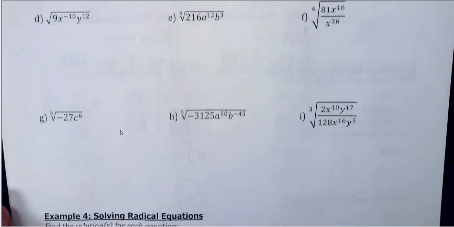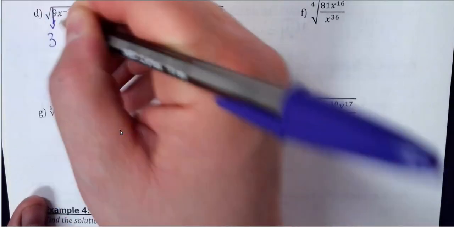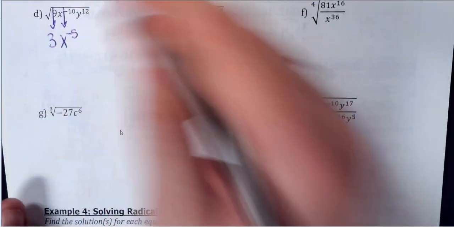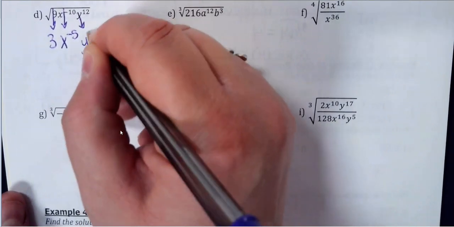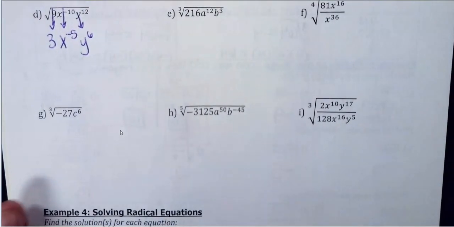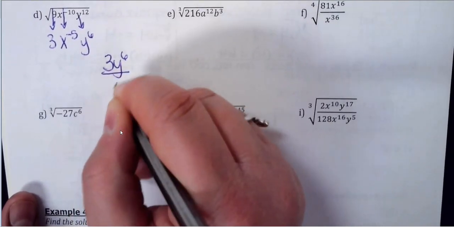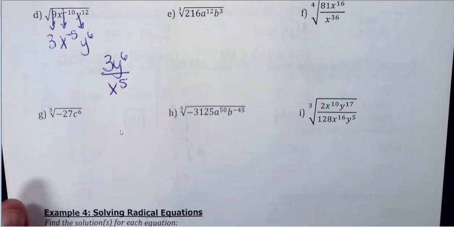If I do the next one, I've got a square root, right? So the square root of 9 is 3. x to the negative 10, this would be x to the negative 5th. If you want to skip this step, go right ahead and just make it into a fraction. This would come out as y to the 6th. Now, to get rid of that negative exponent, we're going to keep the 3y to the 6th where it's at, and the x to the 5th goes to the bottom of that fraction to get rid of the negative exponent.